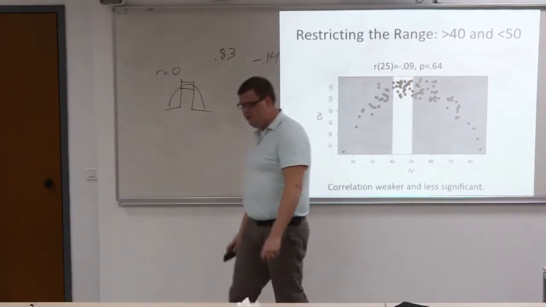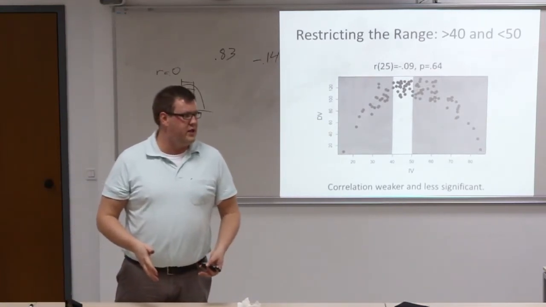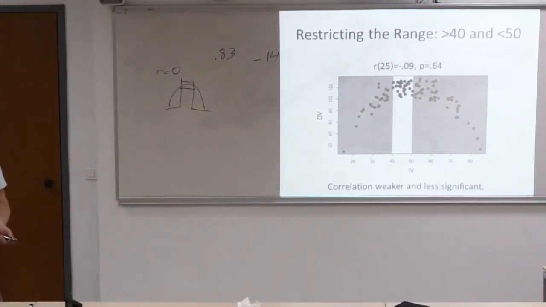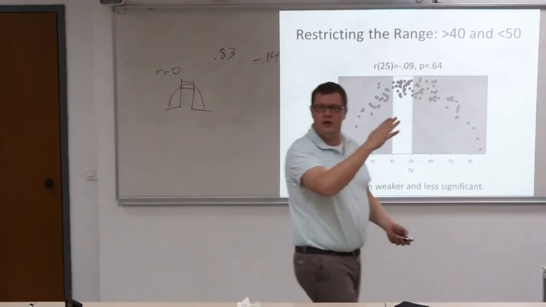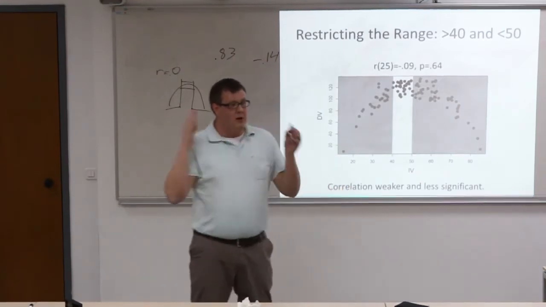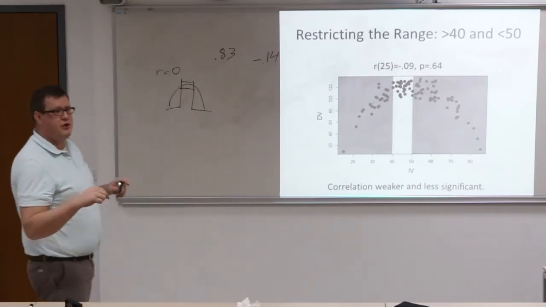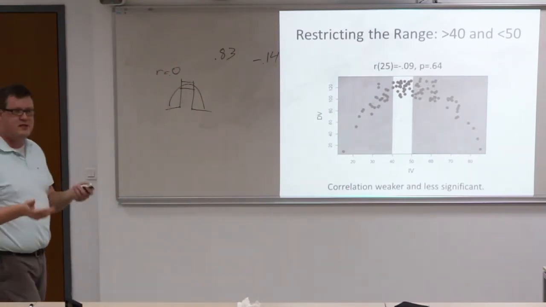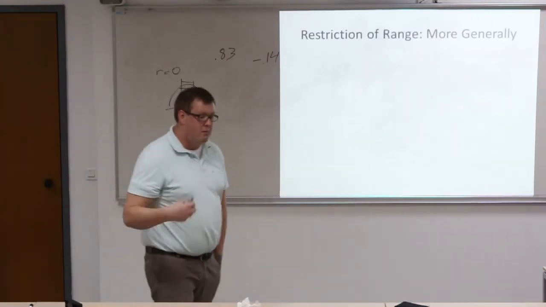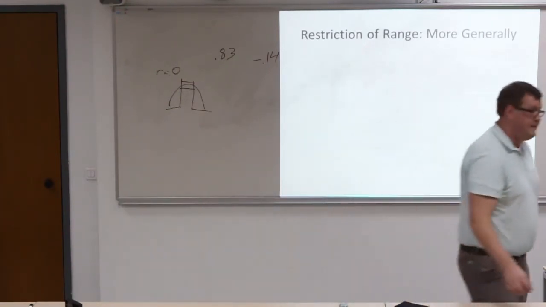So when we had a curvilinear relationship, the answer really sort of depended on what part of the range we were restricting ourselves to, right? Whereas that wasn't really the case when we had a strictly linear relationship. When we had a strictly linear relationship, almost all of the time we saw decreases in the correlation. With the curvilinear relationship, sometimes we saw increases, sometimes we saw decreases. It depended. So if we want to talk about restriction of range more generally, that could account for linear or curvilinear relationships, what could we say?